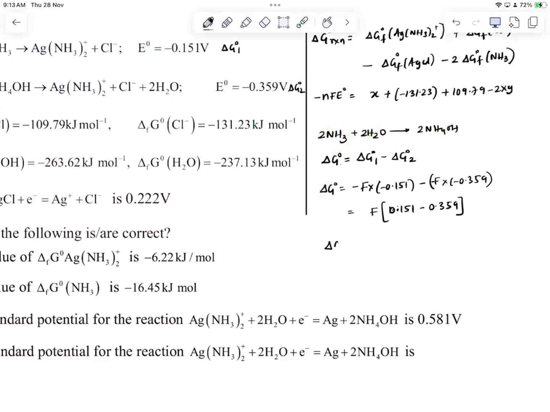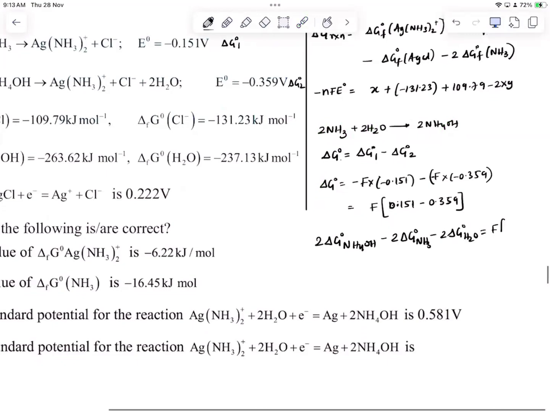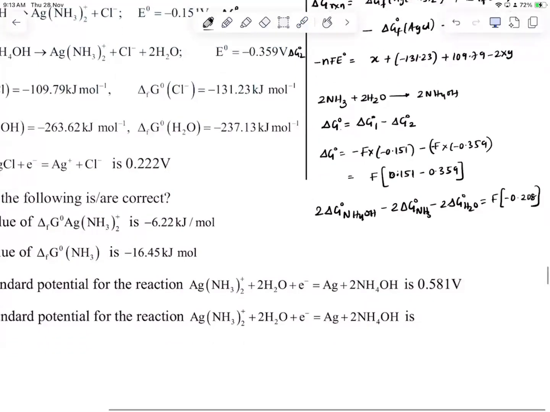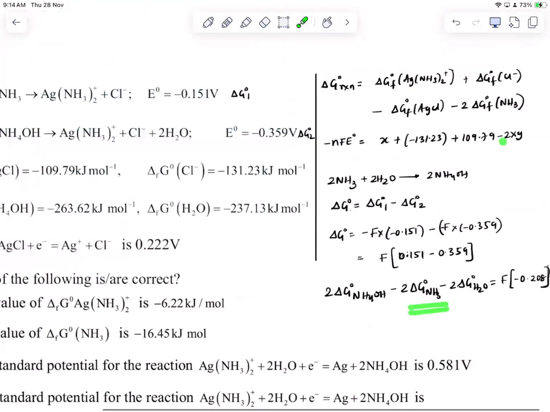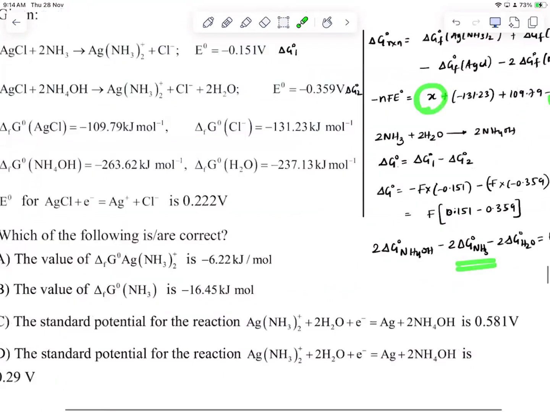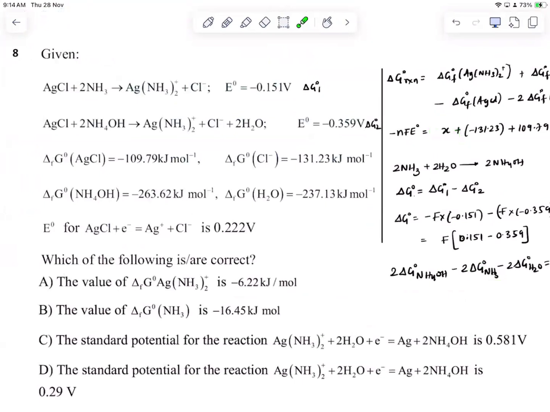So therefore, delta G naught formation of 2 times NH4OH minus 2 times delta G naught NH3 minus 2 times delta G naught H2O, that will be equal to this value. So F into how much are we getting? 0.151 minus 0.359. So that is minus 0.208. Okay. So because now this value is known, we can calculate what is ammonia's formation. Once I get to know the delta G of ammonia, substitute that value here, I'll get to know what is the value of X also here. Okay.